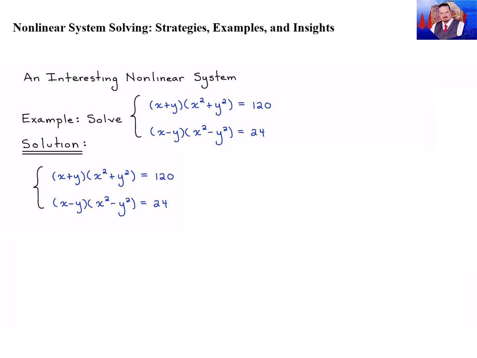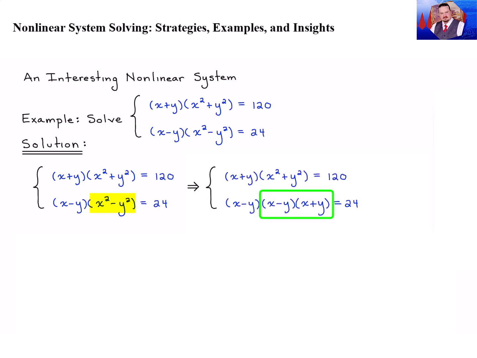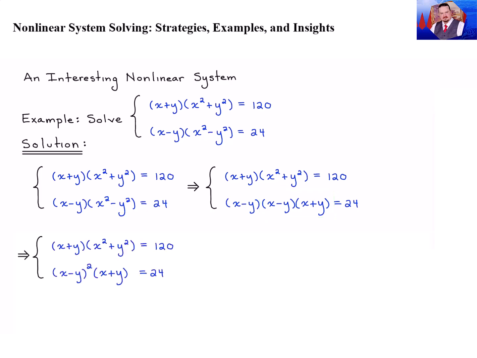So the first thing that we want to do is notice that the second equation comprising our system, which is x minus y times quantity x squared minus y squared equals 24, we want to observe that the x squared minus y squared term can be factored as the difference of two squares. And you can see that I'm factoring that now. We get a new system where the second equation is replaced, where that term has been factored, and then we simplify, getting x minus y quantity squared times x plus y equals 24.